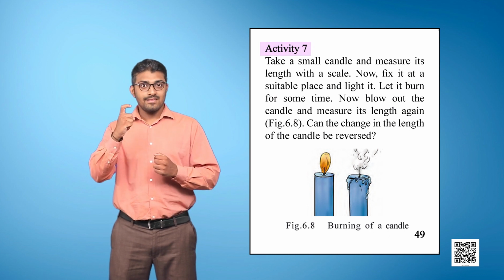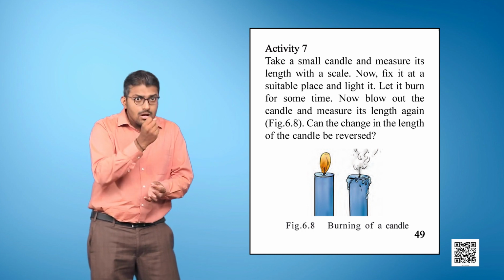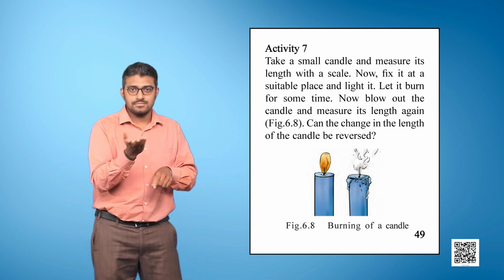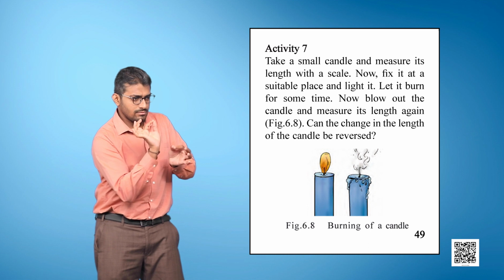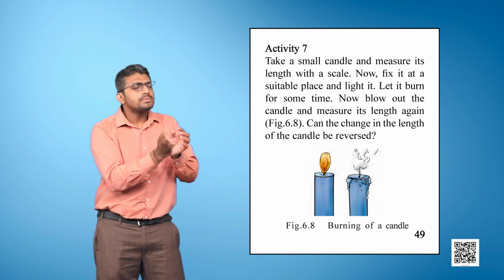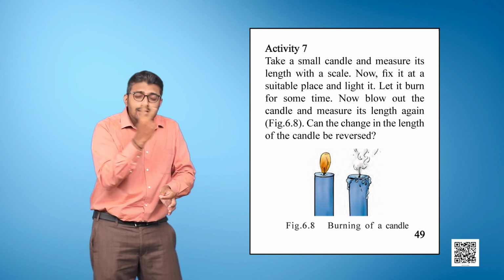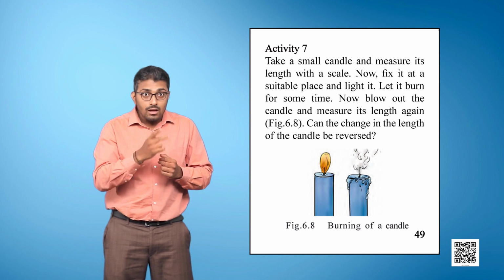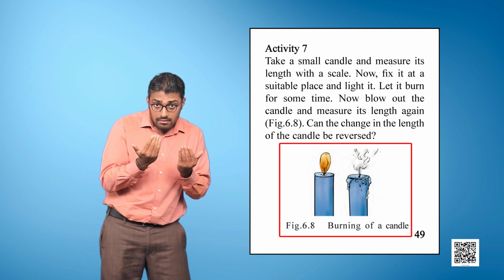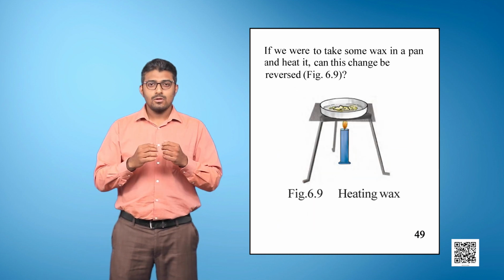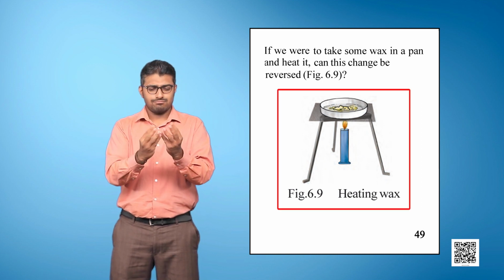Activity 7. Take a small candle and measure its length with a scale. Now fix it at a suitable place and light it. Let it burn for some time. Now blow out the candle and measure its length again. Figure 6.8. Can the change in the length of the candle be reversed? If we were to take some wax in a pan and heat it, can this change be reversed?